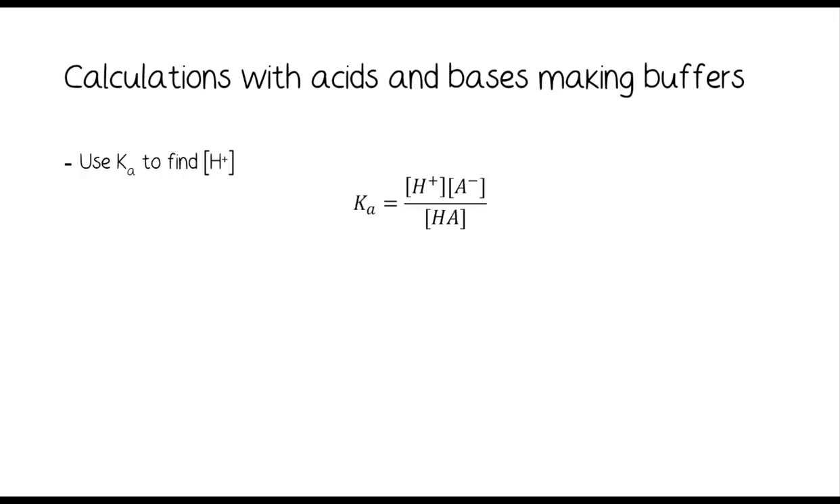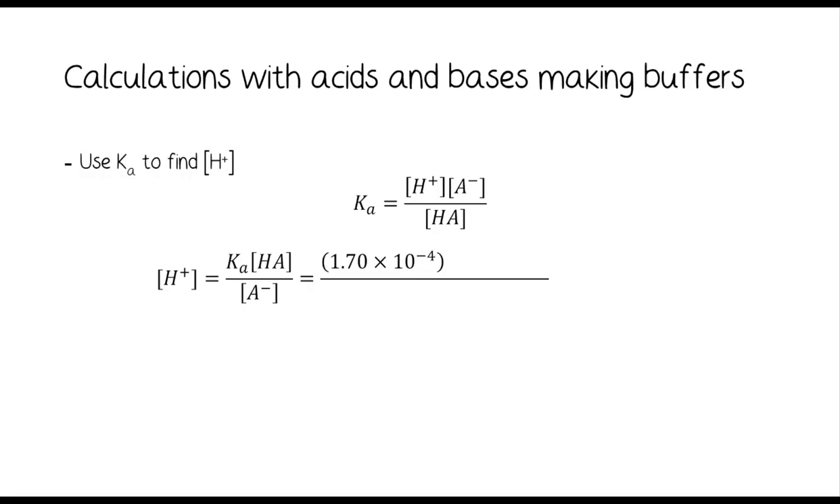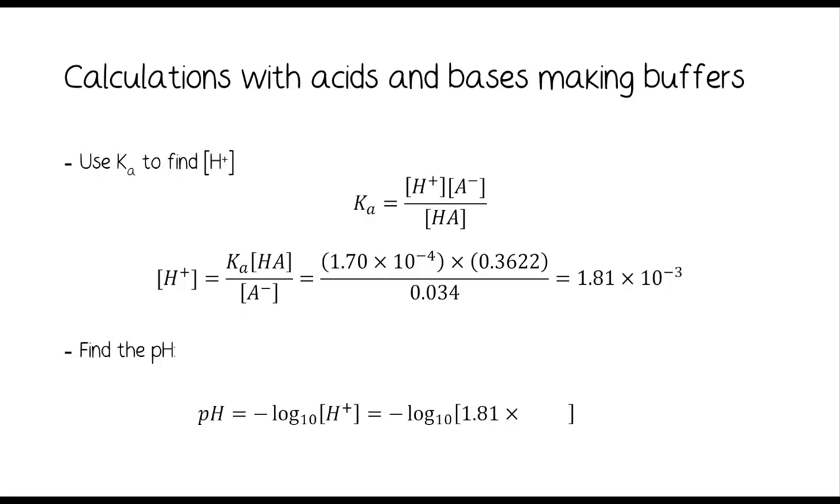We then use Ka to find H+. Remember this is not a pure weak acid, so you have to use H+ and A- all over HA. We know what A- is, we know what HA is, we've just worked them out. So now you can rearrange this to find H+, so you stick all the numbers in from what we got before, and you get 1.81 times 10 to the minus 3. You then slap that into the pH equation, and you get a pH of 2.74. And that is how you do this question every single time. Just follow this technique and you'll be fine.